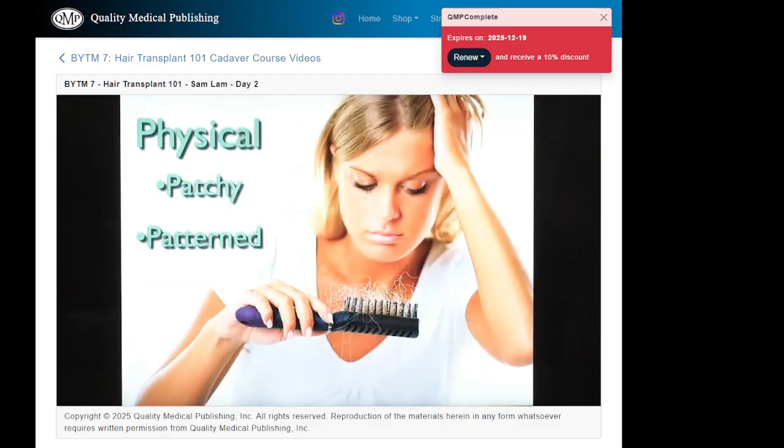Physical exam, I try to make it easier. Patchy versus pattern. What does this mean? A pattern loss is going to be a few specific types of female that presents. You go, I recognize that as female hair loss. That's sort of classic. And then patchy means this may need a biopsy, this may be something wrong. So we're going to show some examples.